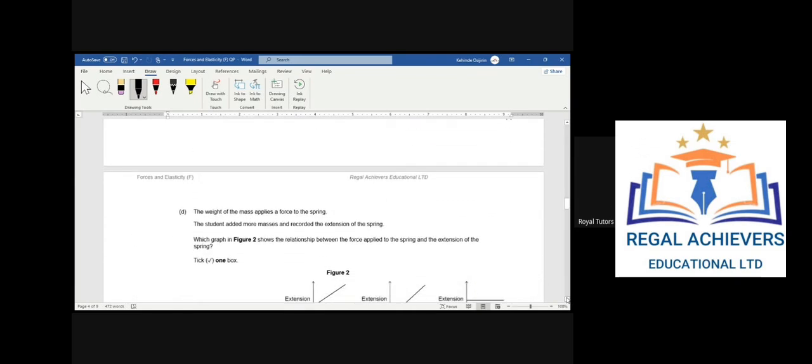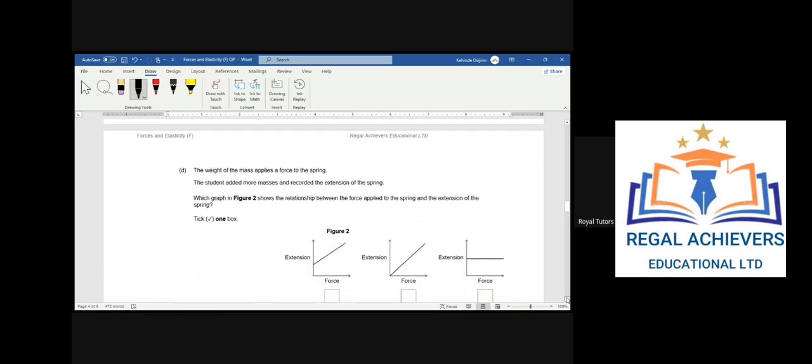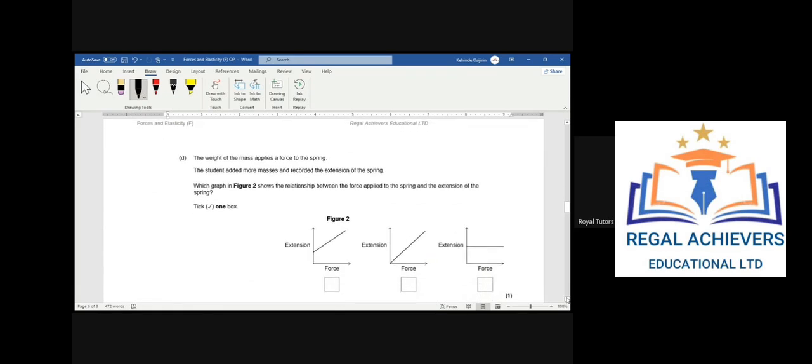They say the weight of the mass applies a force to the spring. The student added more masses and recorded the extension of the spring. Which graph in figure 2 shows the relationship between the force applied to the spring and the extension of the spring? Okay, that is going to be the second one, because as the force is being applied, the extension also increases. So it's directly proportional, and that is why we have it in that manner.